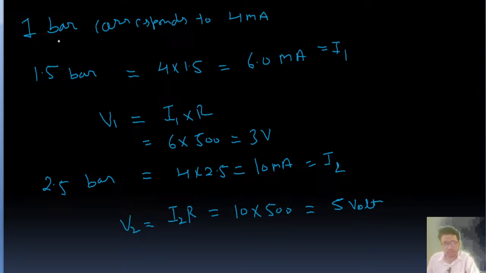So as per the question, we've got that 1 bar corresponds to 4 milliampere. Simple, right? So for 1.5 bar, it is going to be 6 milliampere. For 2.5 bar, it is going to be 10 milliampere. Then we can easily find out V1 and V2 value. Okay.